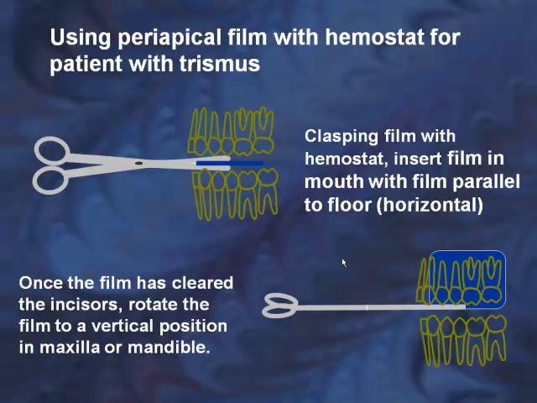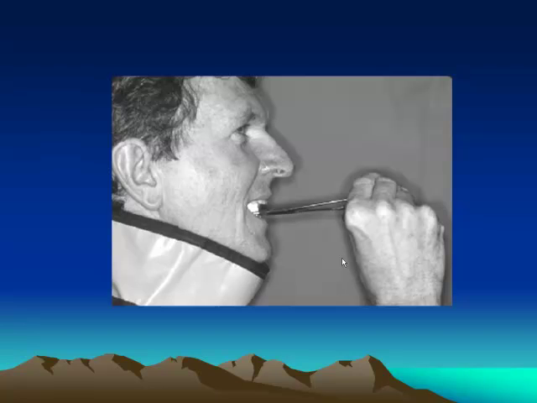On page 356, you may have a patient who has the inability to open their mouth fully. It's called tetanus or lockjaw, or trismus. If this happens, use a periapical film with a hemostat for the patient. Clasping the film with the hemostat, insert the film in the mouth with the film parallel to the floor, horizontal. Once the film has cleared the incisors, rotate the film to a vertical position in the maxilla or mandible. The employment of a hemostat, a dental instrument, is custom made for a patient with trismus.